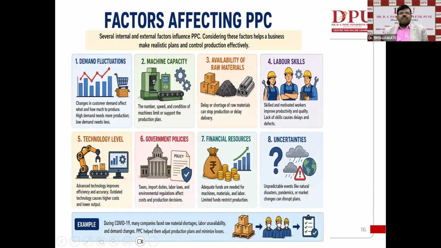These are the factors: demand fluctuation, machine capacity, availability of raw materials, labor skills, technology level, government policies, financial resources, and uncertainties are the factors which affect the PPC.